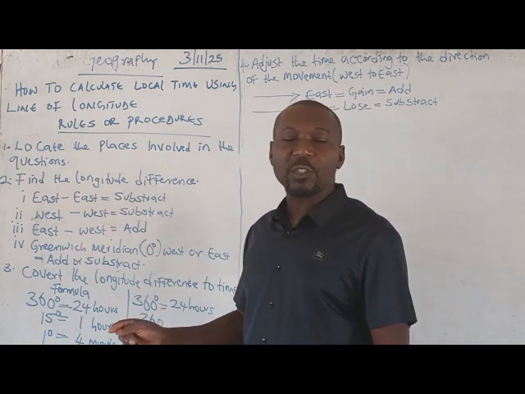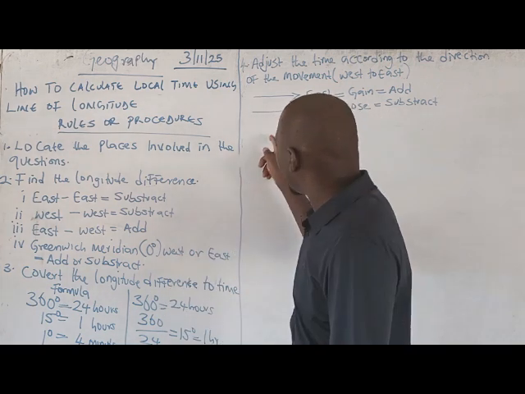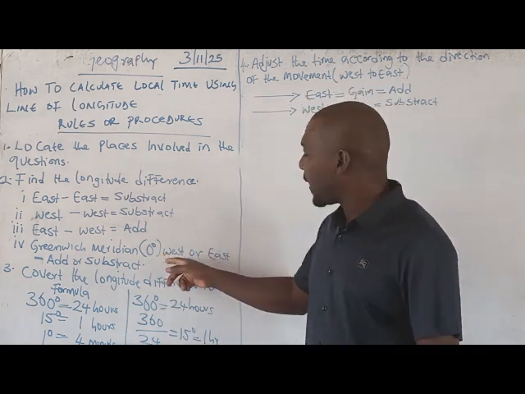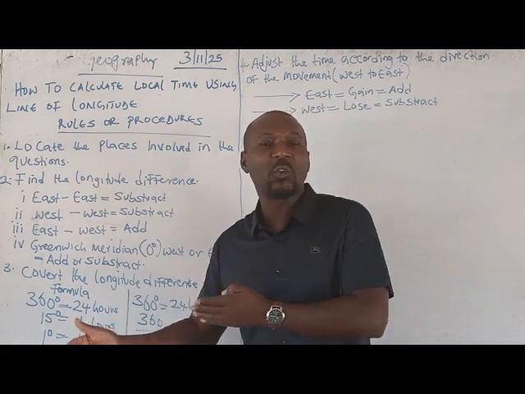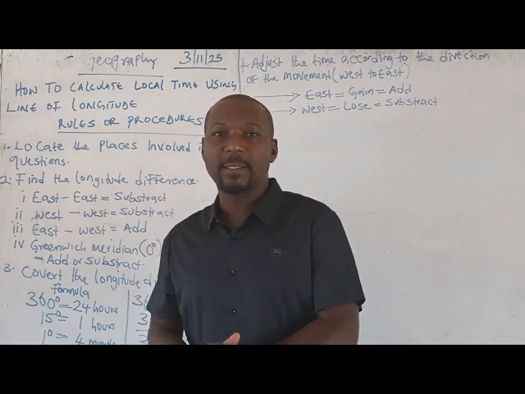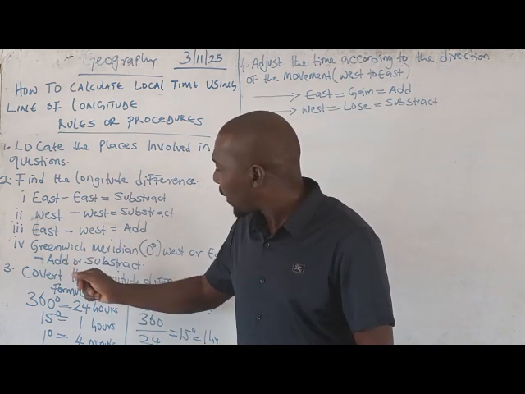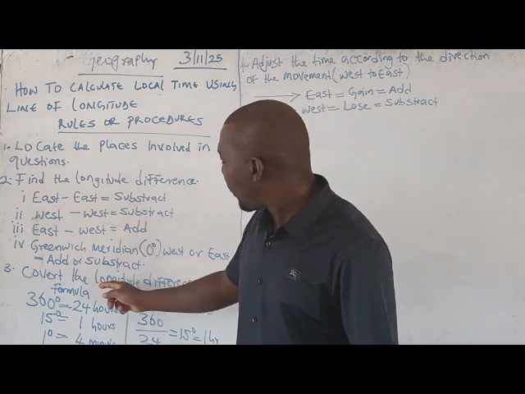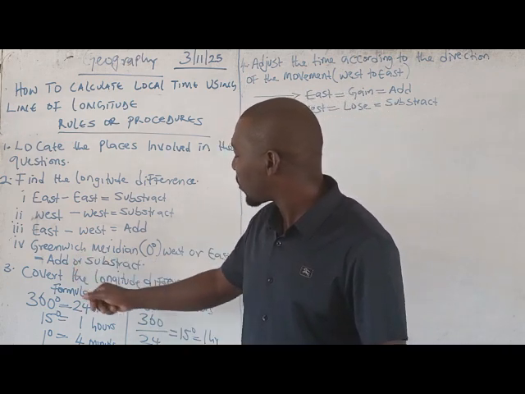Then, Greenwich. If the country falls under Greenwich, which you know is 0 degrees, either west or east, whether you add or subtract, you are still going to get the same answer. And the last rule here is that you have to convert the longitude difference.